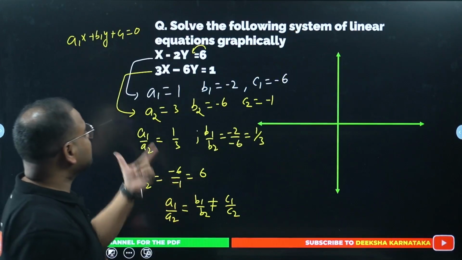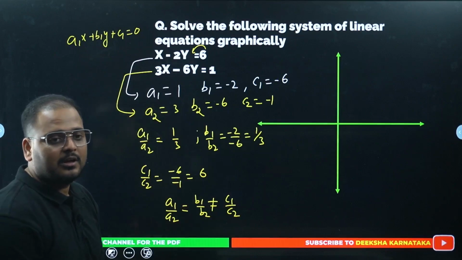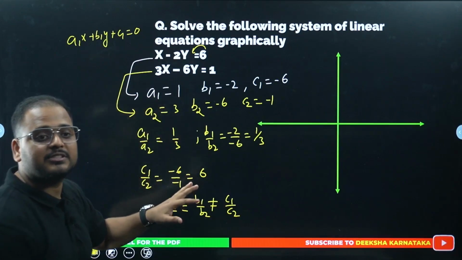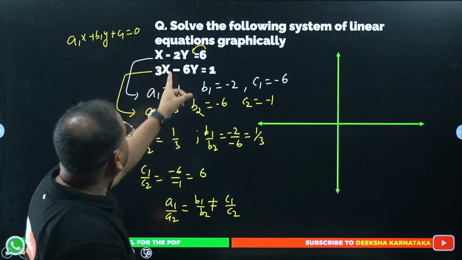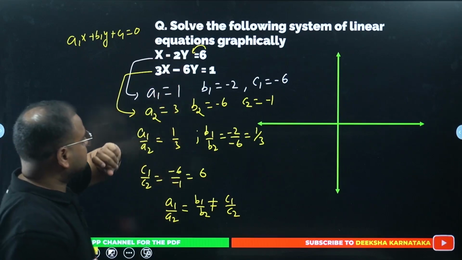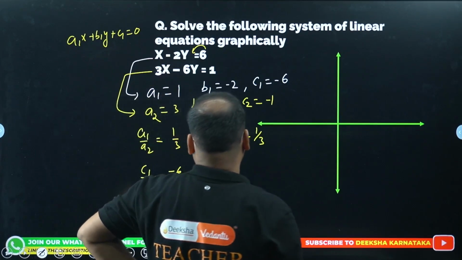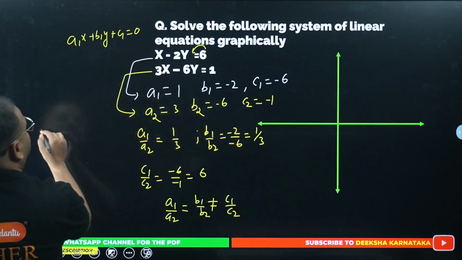So they are parallel lines. It means whatever is the equation, the second one is parallel to the first equation. So check the first equation: x minus 2y equal to 6. Okay. If I have to plot it, do it.